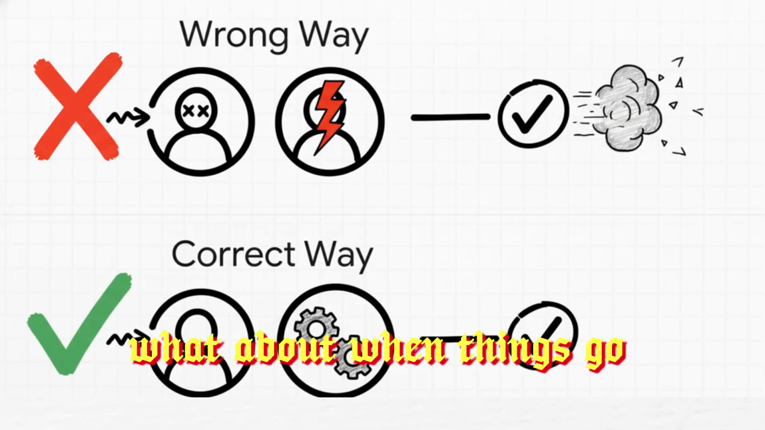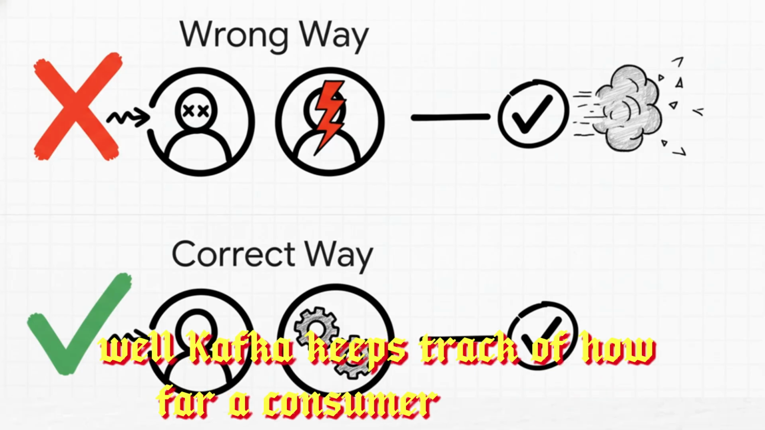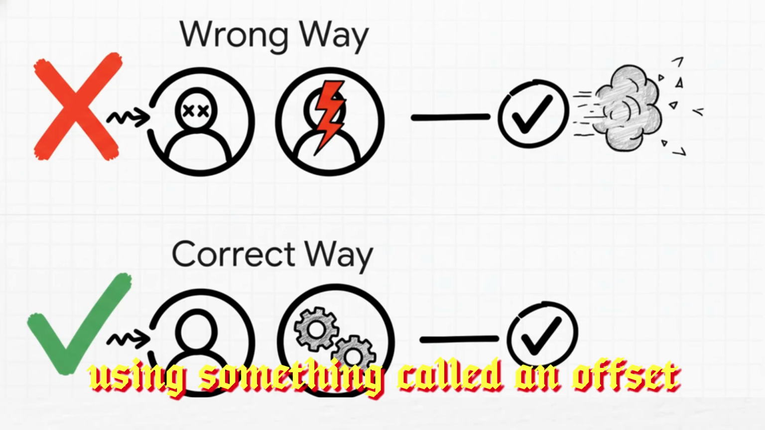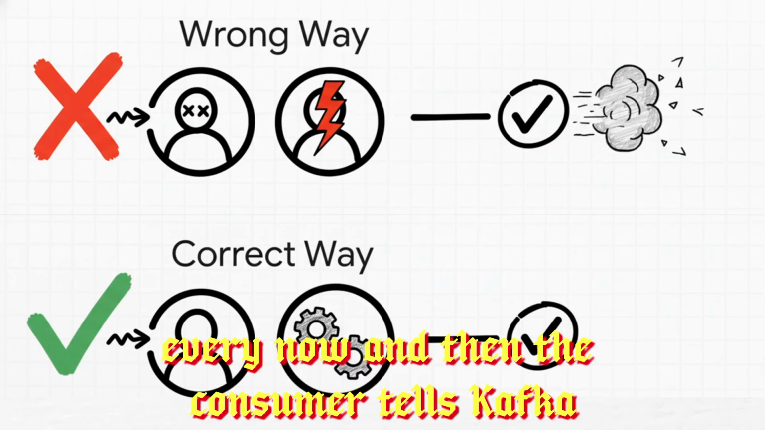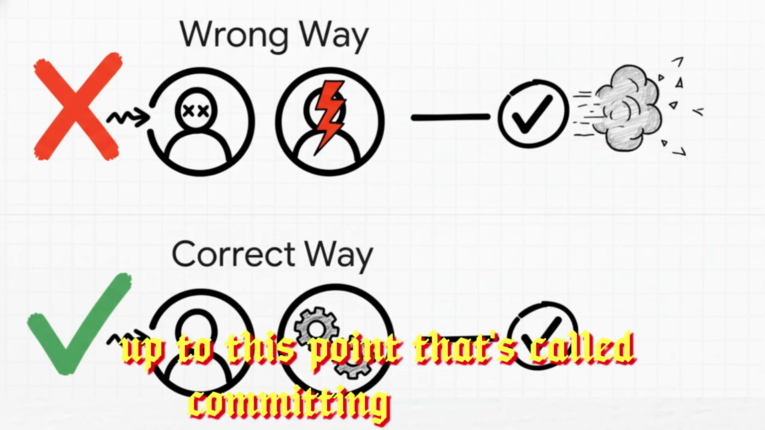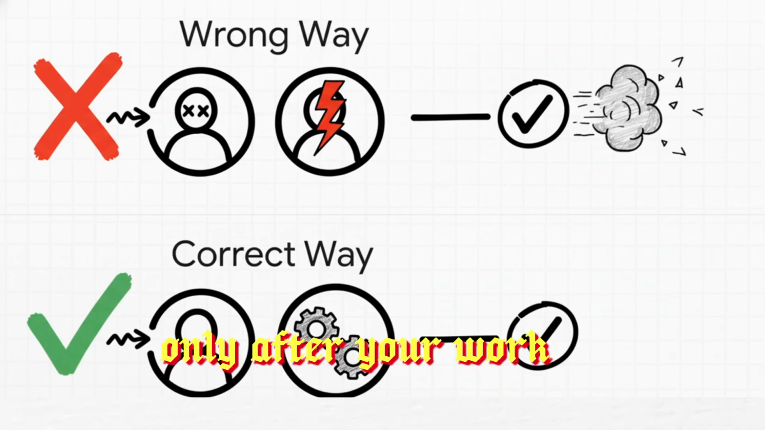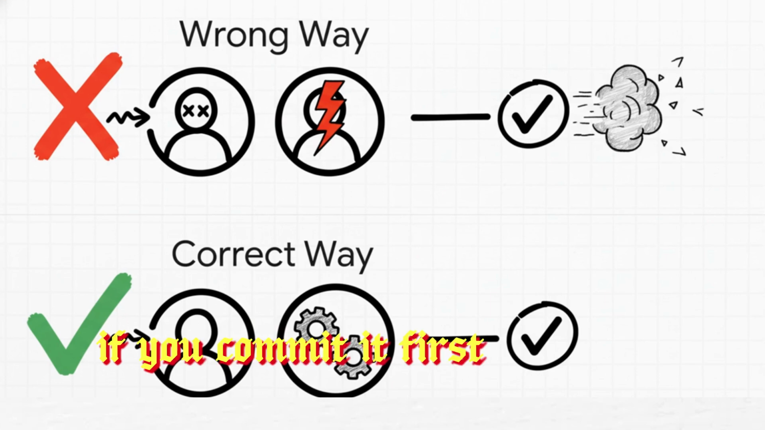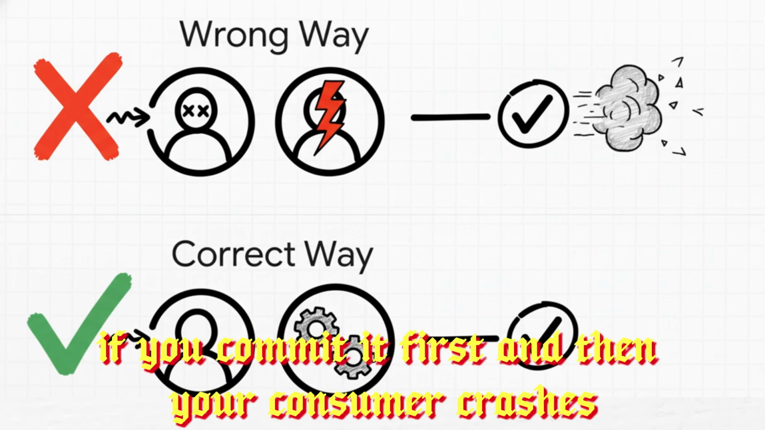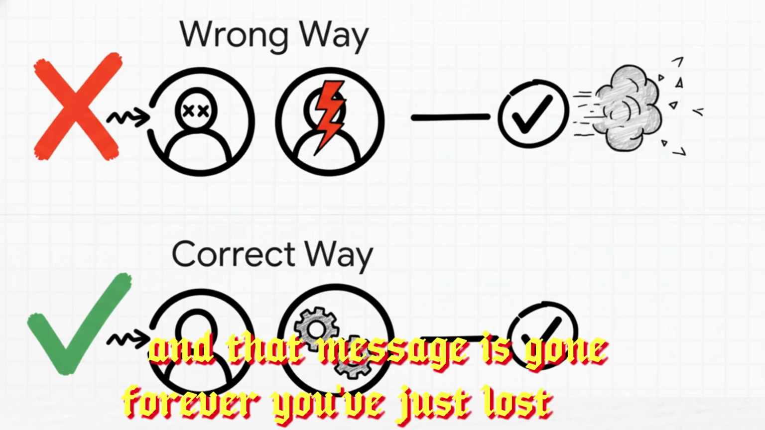What about when things go wrong on the consumer side? Well, Kafka keeps track of how far a consumer has read using something called an offset. Every now and then, the consumer tells Kafka, "Hey, I've successfully processed all messages up to this point." That's called committing the offset. And here is the critical part. You must commit that offset only after your work is successfully finished. If you commit it first, and then your consumer crashes, well, Kafka thinks the job was done, and that message is gone forever. You've just lost data.